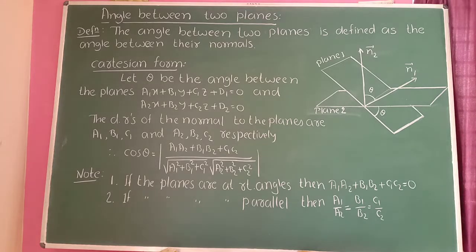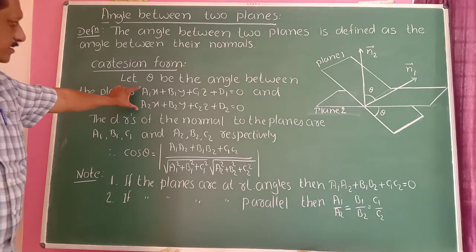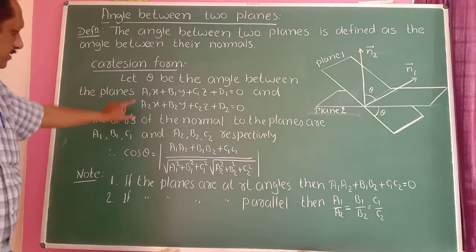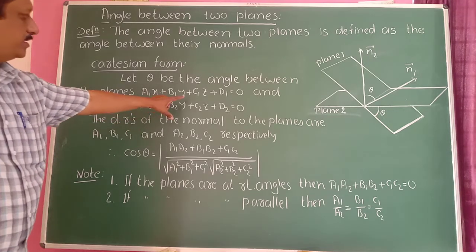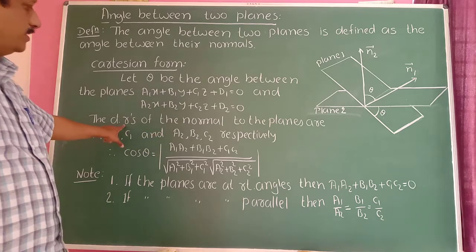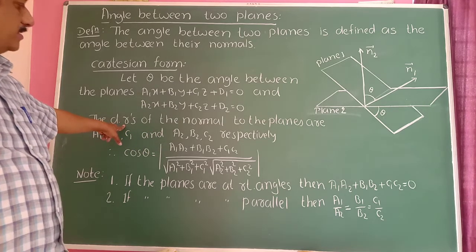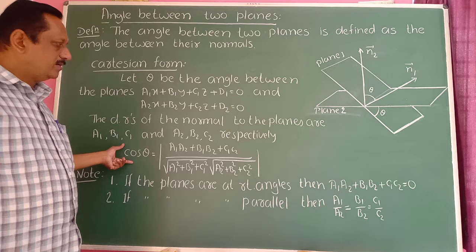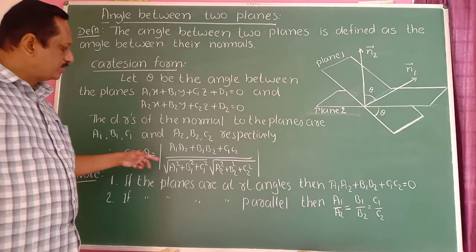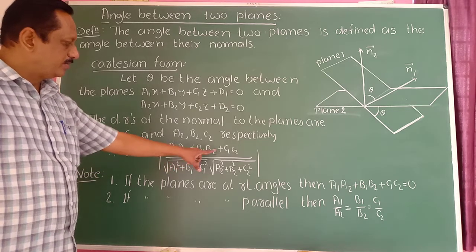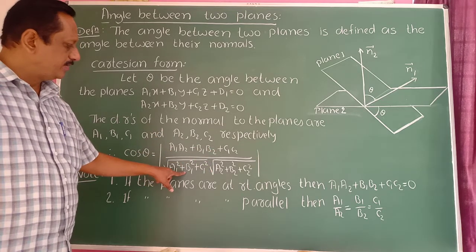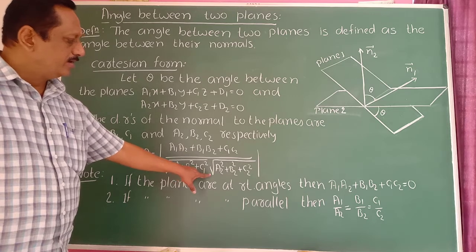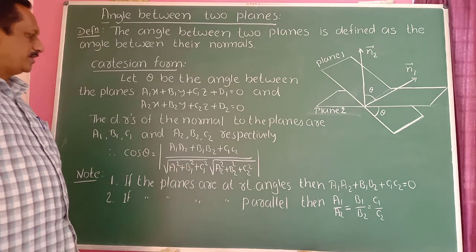So next, Cartesian form here. Suppose the equations of the planes are in the Cartesian form here. In that case, the direction ratios of the normals to the planes are a1, b1, c1 and a2, b2, c2. These are the direction ratios of the normals to the planes. Then the angle between the planes is given by cos theta is equal to modulus of a1 a2 plus b1 b2 plus c1 c2 divided by root of a1 square plus b1 square plus c1 square into root of a2 square plus b2 square plus c2 square here.